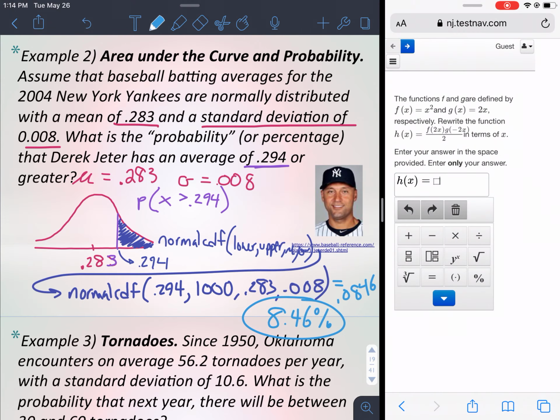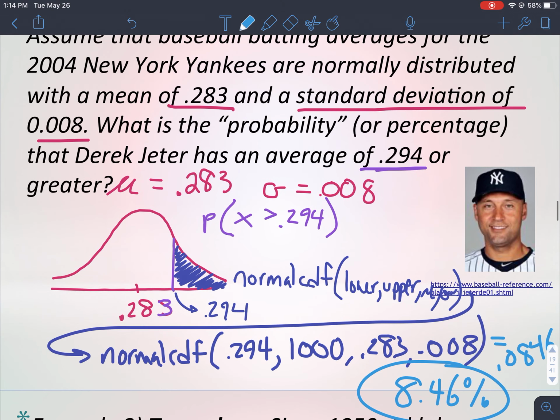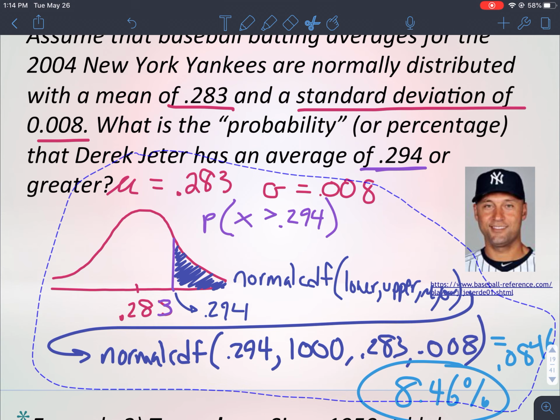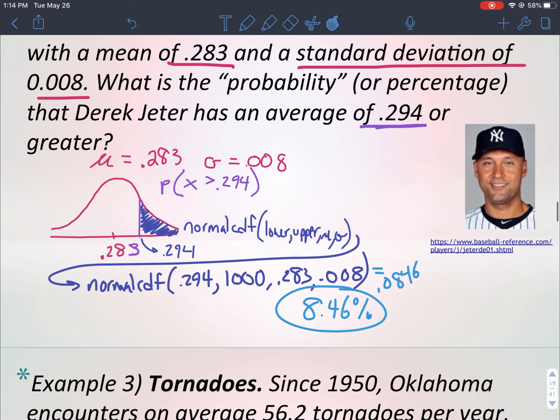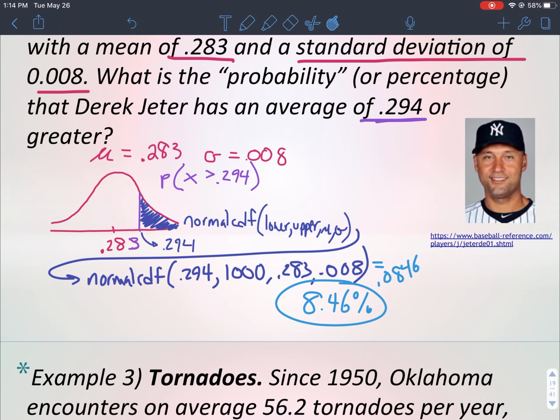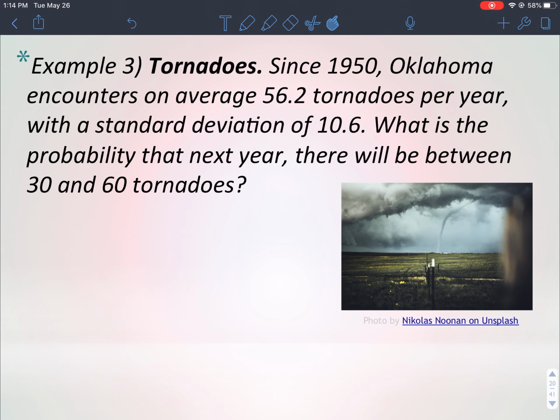Naturally, you can ask yourself, is this a good representation of the data or not? Because Derek Jeter is a Hall of Fame baseball player and was a great hitter. And so you might think that the data might be skewed and he has a better than 8% chance of hitting 0.294. So there are different ways to look at data, and of course we have to interpret it inside of the real world situation. Here is another.